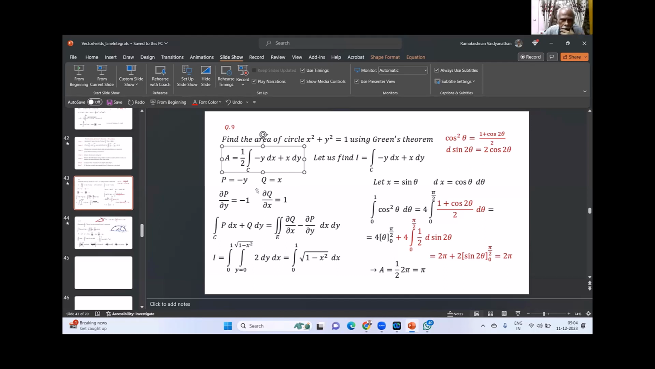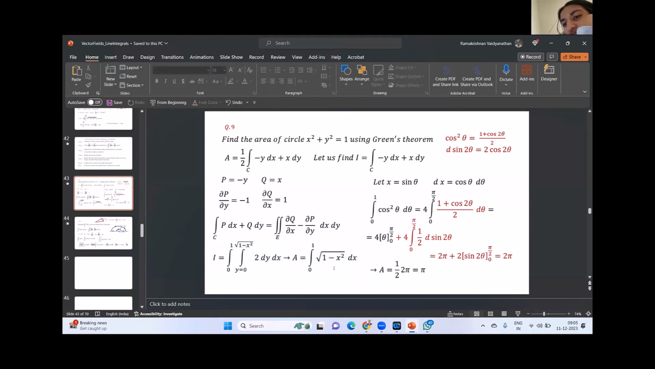So dp by dy, dq by dx, substitute, I get dy dx 2 times. And what is this? 2, I take it outside. 1 by 2. Area is 1 by 2. Therefore, I divide by 2 and I'll keep it as only this one, area. Right? Yeah. Okay. I made a mistake. Therefore, A is equal to this one. And this one is pi.